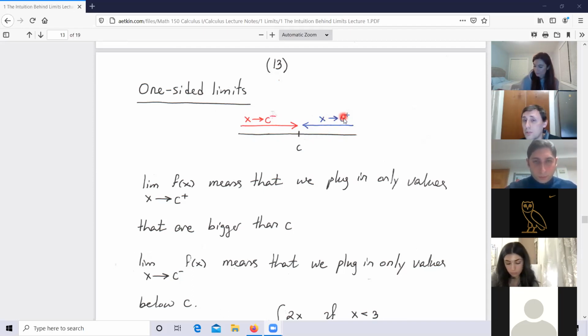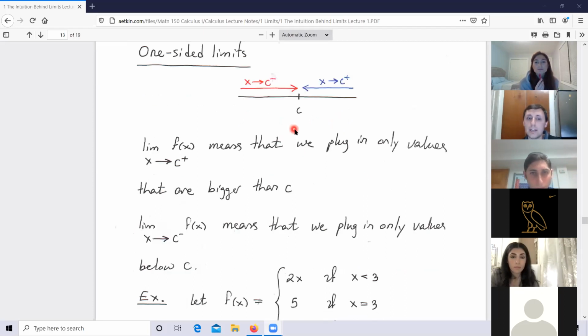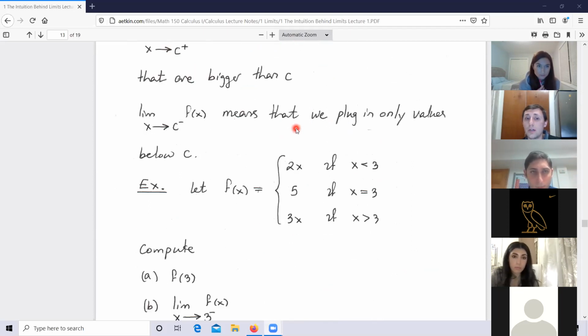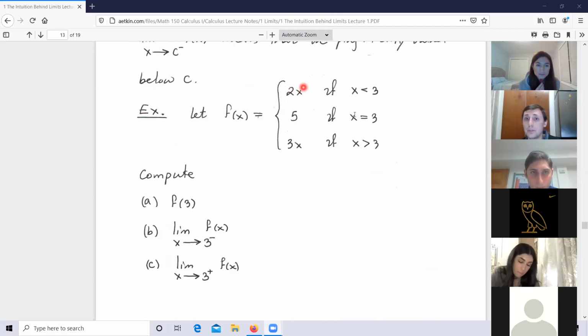So if x goes to C plus, it means that my approximants are always slightly bigger than C. And if it's C minus, my approximants are always slightly less than C. Good? Let's try to figure out this evaluation, right? Let's try to calculate, guys, this is the example. You see it? Calculate f of 3 and the two limits, please.